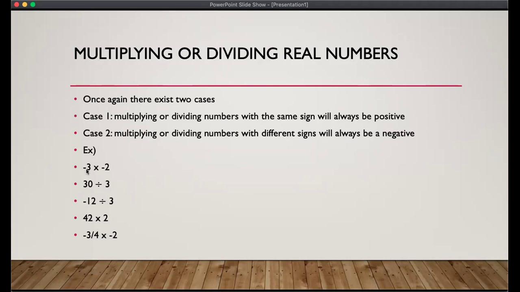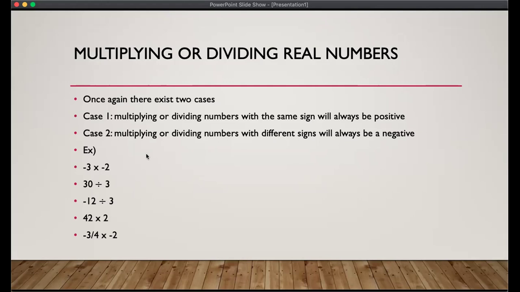always be positive. So negative 3 times negative 2 is 6. Because it's a negative times a negative, it's always going to be positive. 30 divided by 3 is equal to 10, right? And it's going to be positive because the signs are the same. Here, though, negative 12 divided by 3 is going to be 4, right? But since they're different signs, it's going to be a negative.